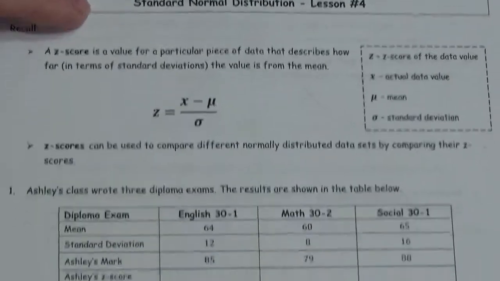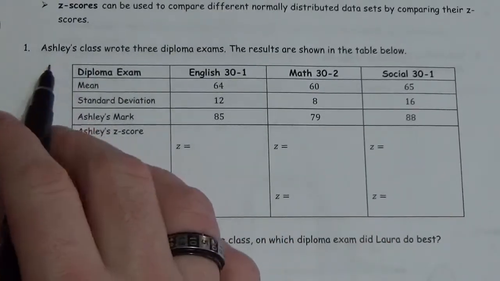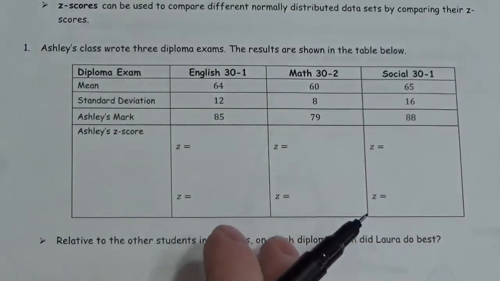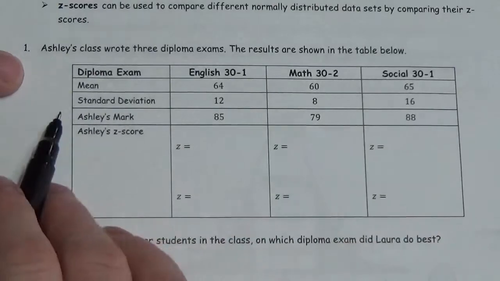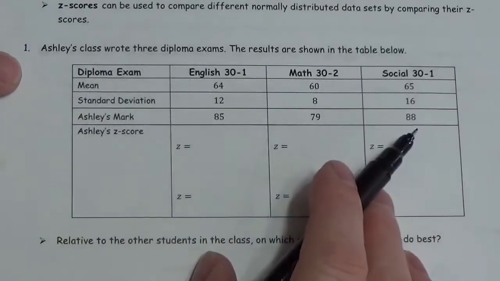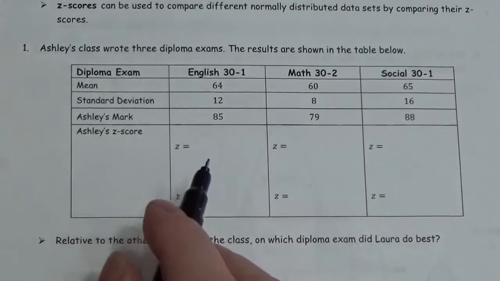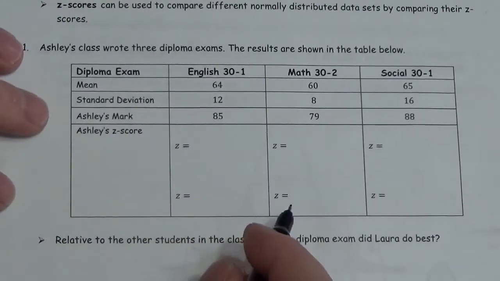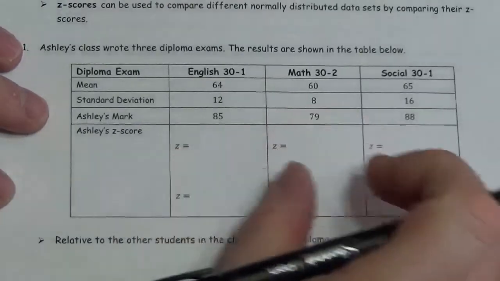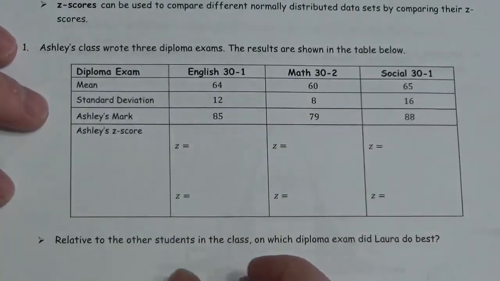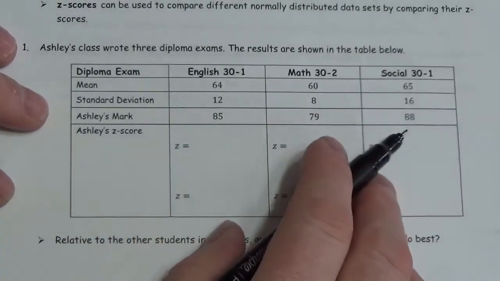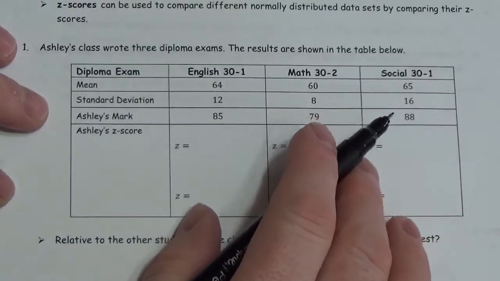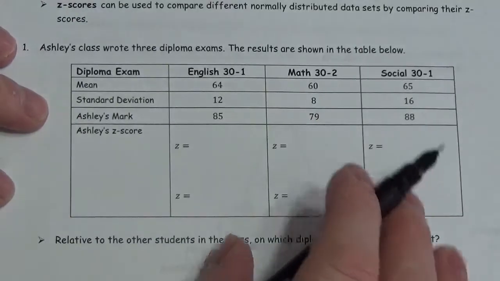So let's take a look first of all at this example. It says Ashley's class wrote 3 diploma exams and the results are shown in the table below. We've got the mean, the standard deviation, and Ashley's mark for each one of those. Now we're going to calculate Ashley's Z-score for each one of these classes, because we're going to see in which class she did the best. It's not necessarily an issue of her mark, because it's how she does in comparison to the rest of that class. That's what's important here.